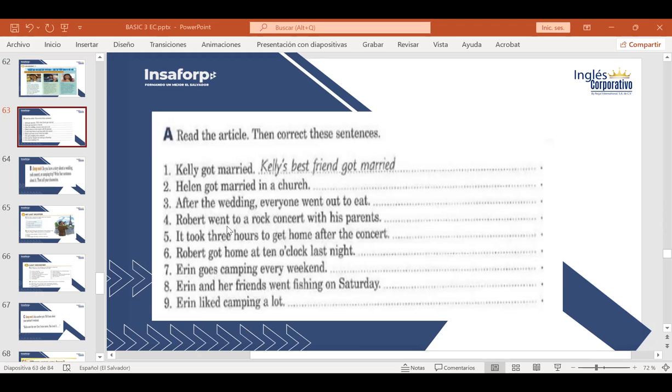Okay, then Robert went to a rock concert with his friends. Okay. It took 3 hours to get home after the concert. How many hours did it take? It took 3 hours to drive to the concert. It took 3 hours.